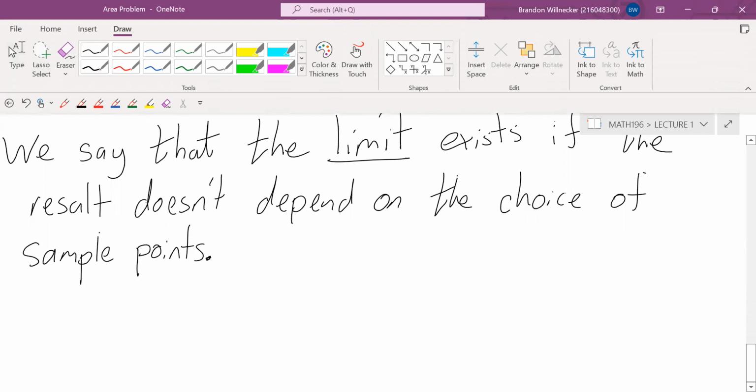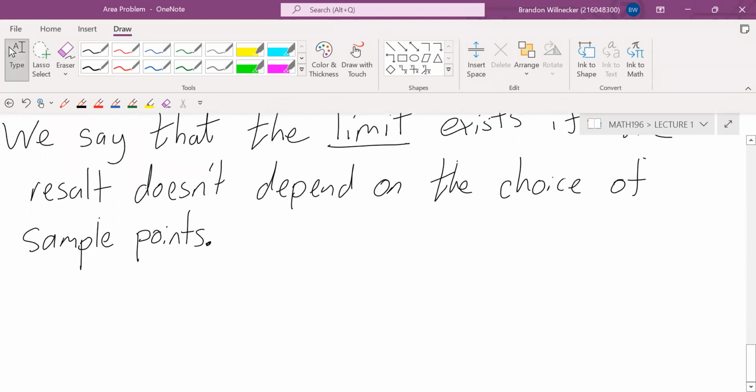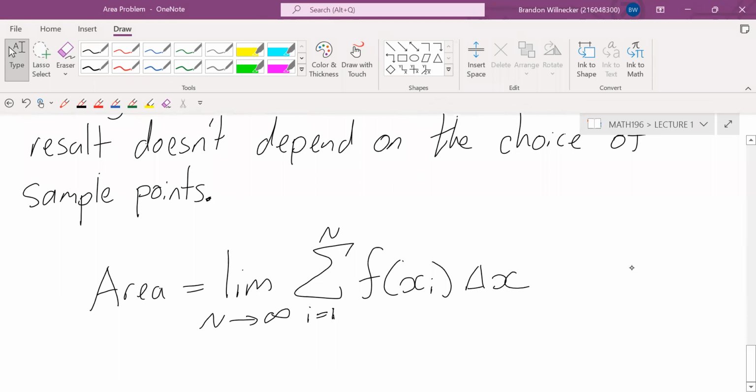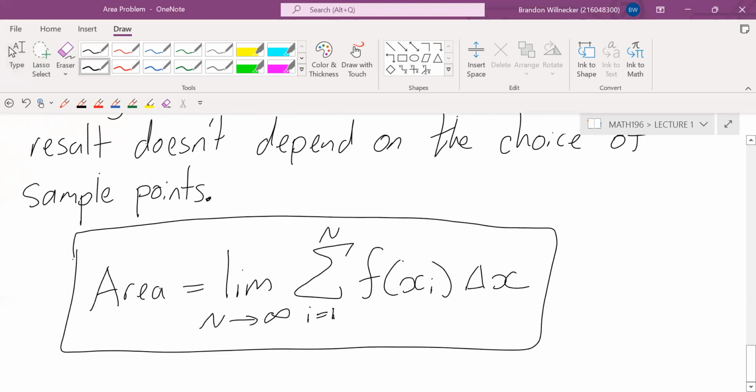Okay, so more specifically, what is this limit here? Remember, we want to take the limit as n goes to infinity. So we write down that the exact area is equal to the limit as n goes to infinity of the sum i equals 1 to n of f of x_r delta x. So we took the limit there, and this limit needs to exist.